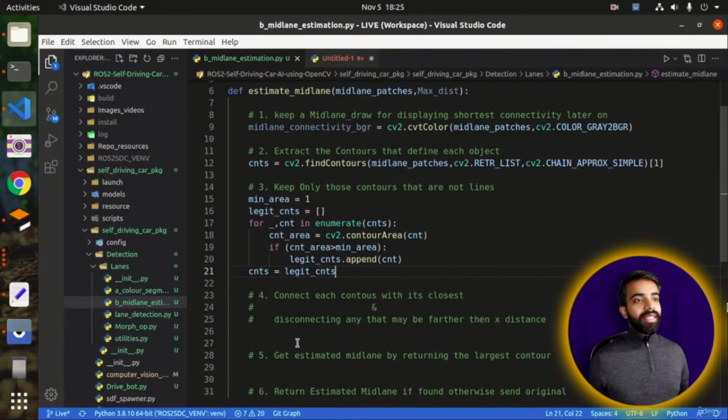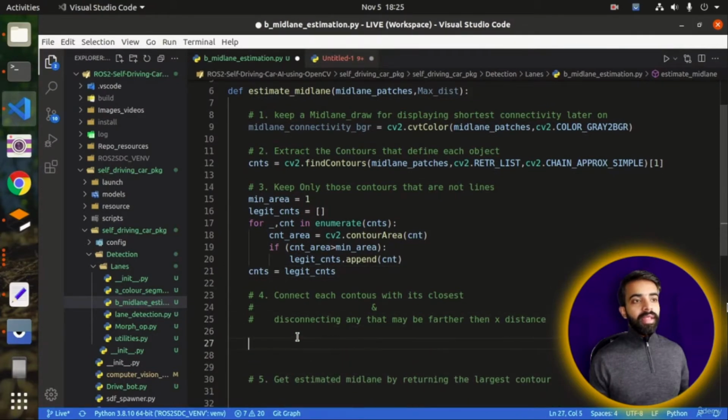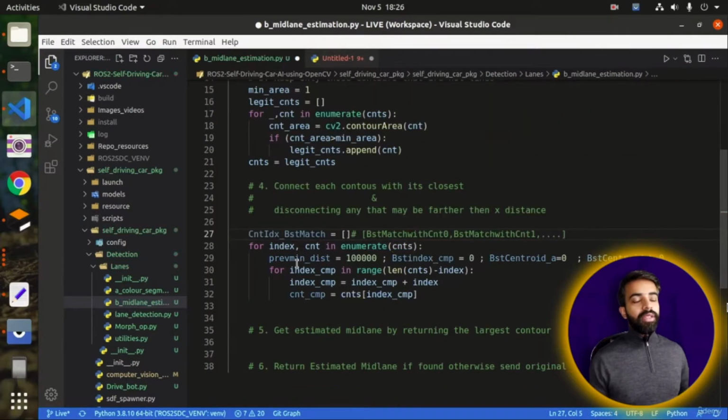Then we can proceed to the next step, that is to connect each contour with its closest. Now, if you remember, our main goal in this particular algorithm was to connect the box patches with each other so that we can get the complete mid-lane trajectory estimated. To do that, we require two separate loops, both iterating over the contours, but in different indices. So we define our loops and start extracting the candidate ID best match. Now the candidate ID best match here is simply the best match to each particular contour. So which contour is closest to a specific contour?